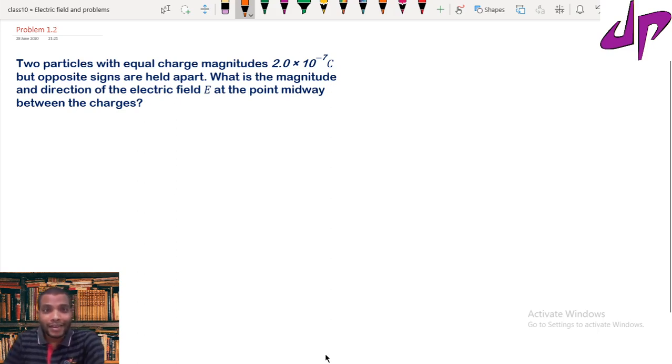So try to make a diagram according to the given information. Two particles with equal charge magnitude. So take two charges. One is a negative charge and another one is a positive charge, because they both are equal and opposite in magnitude. They are separated at a distance of 15 centimeter.